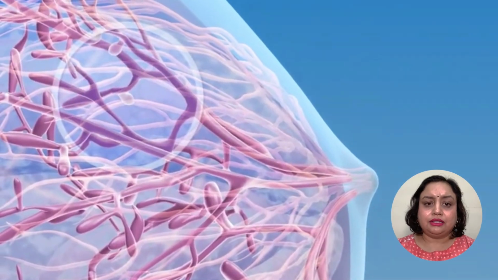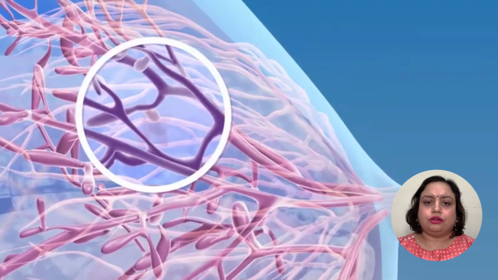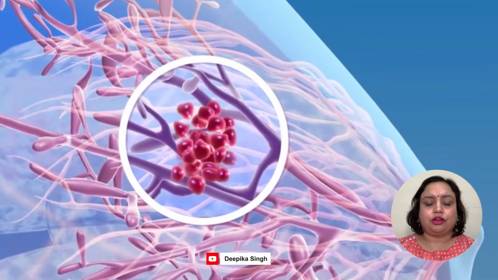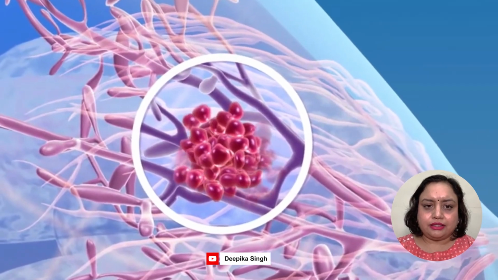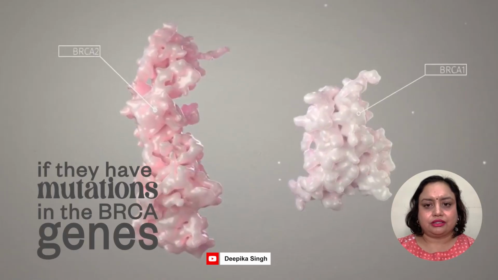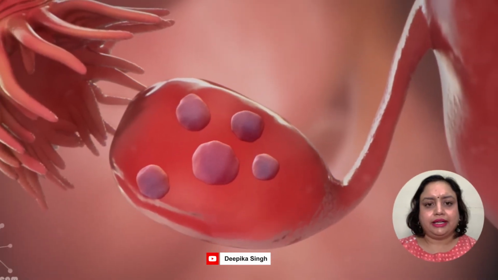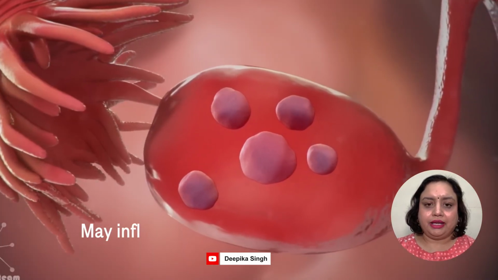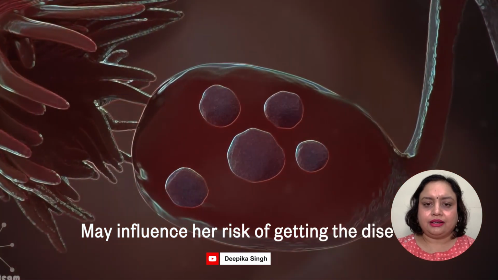If there is any personal history of breast cancer, women having a history of breast cancer have an increased risk of developing ovarian cancer. This is particularly true if they have mutations in the BRCA genes. Hormonal factors like the number of times a woman ovulates in her lifetime may influence her risk of getting the disease.